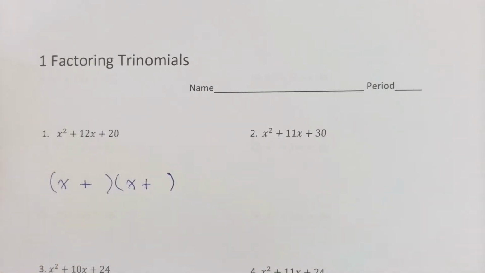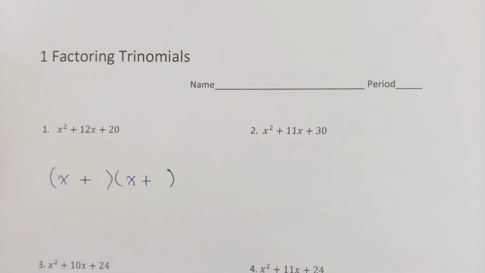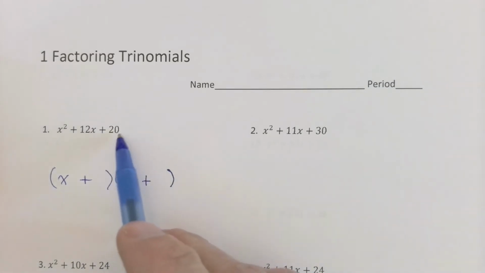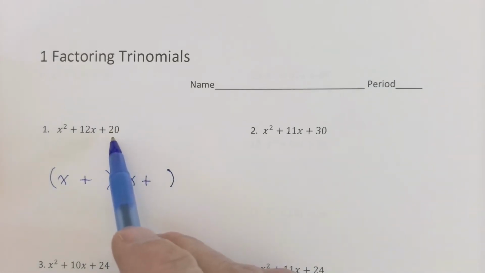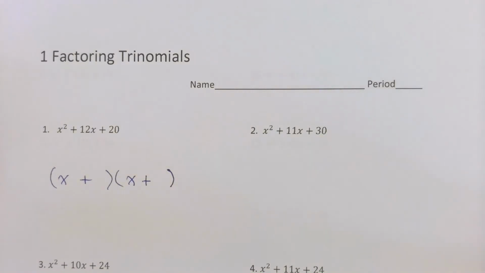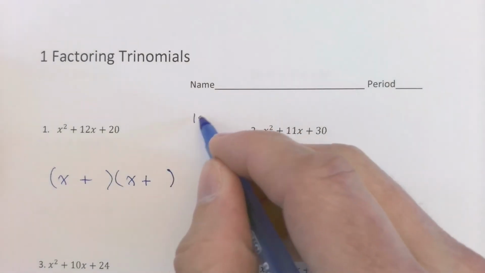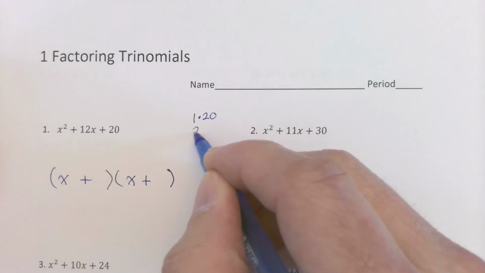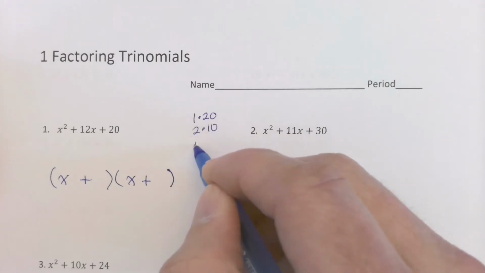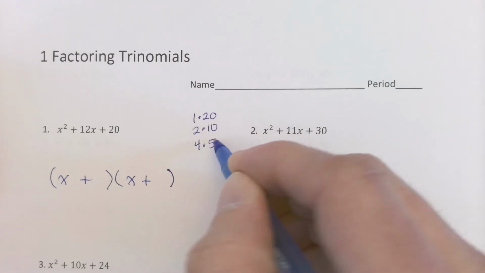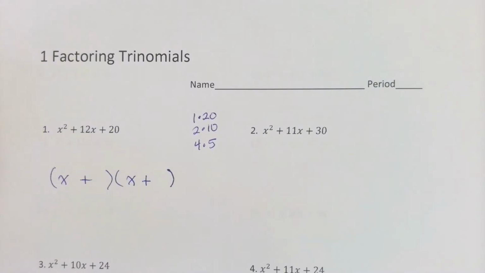So if you want to factor this thing and you want to do it efficiently, the first thing you want to ask is, how many different ways are there to multiply to make 20 using whole numbers? Well, there's 1 times 20, 2 times 10, and 4 times 5. And you could use products of two negative numbers here, but today we're going to leave minuses and negatives out of the discussion. We're just going to make this as easy as possible.